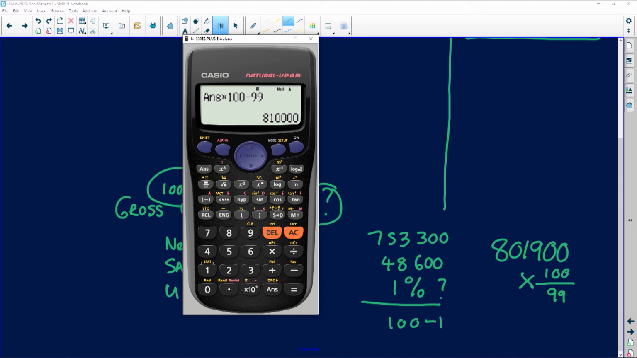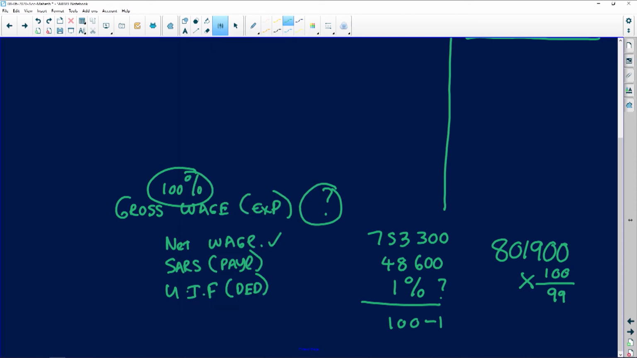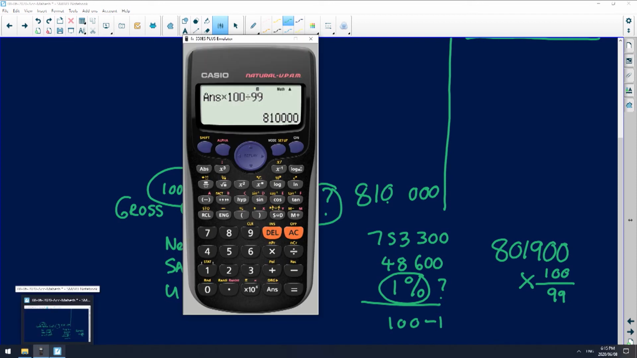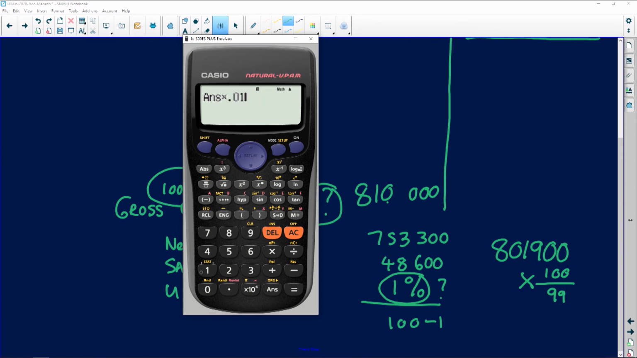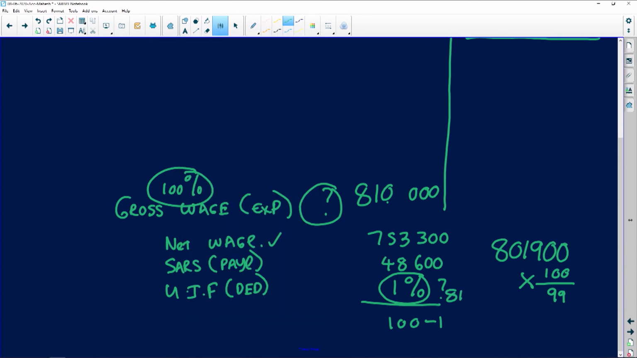So that would give me my gross wages an amount of 810,000. Okay, so clearly we can see the 1% that is missing. I can obviously take 810,000 minus the 801,900, or I can simply say 810,000 times 1%, and that would give me the amount that was missing, 8,100. Okay, right, now going back to the question, what do I need from this calculation? I need my gross wage. We're going to get to UIF in a moment.